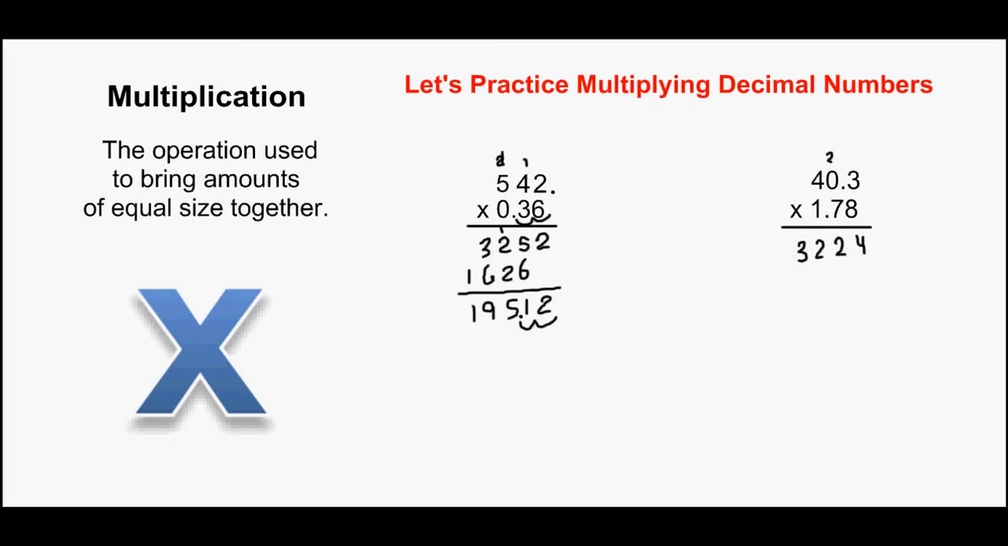7 times 3 is 21. Put down the 1, carry the 2. 7 times 0 is 0, plus 2 is 2. 7 times 4 is 28. Let's move to the left to the next digit. 1 times 3 is 3. 1 times 0 is 0. 1 times 4 is 4. Let's add our partial products.